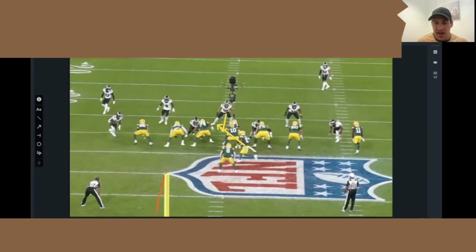All right, so now in this gap, right, we've got him here, Gardner Johnson on the outside half of it.